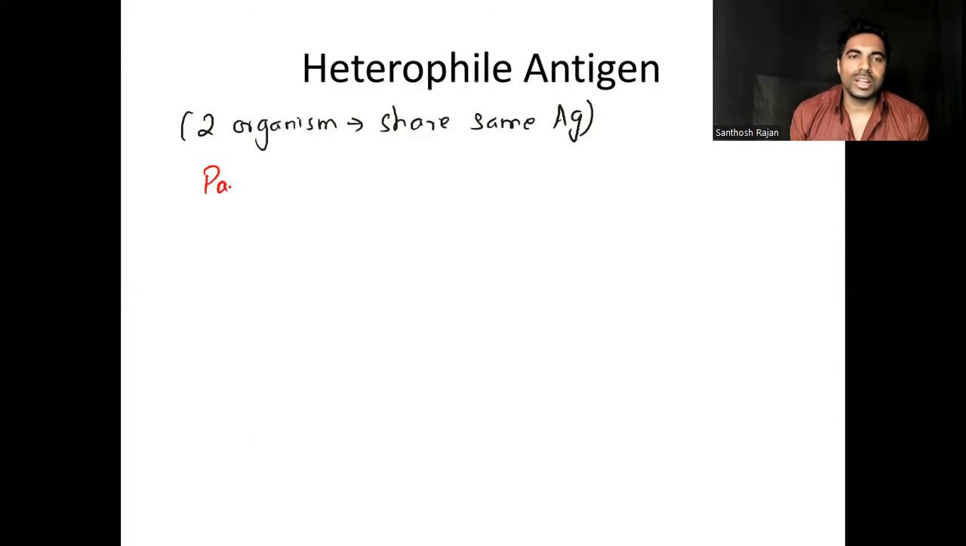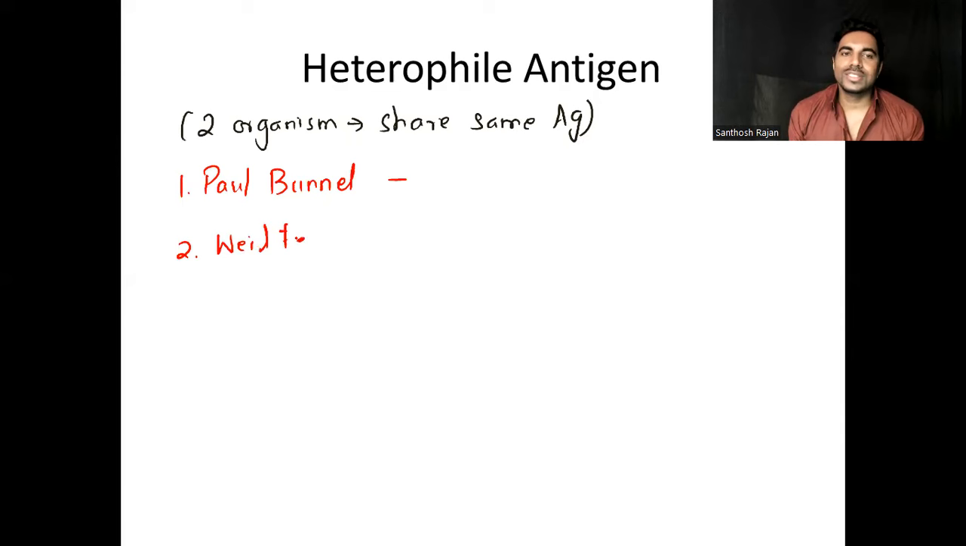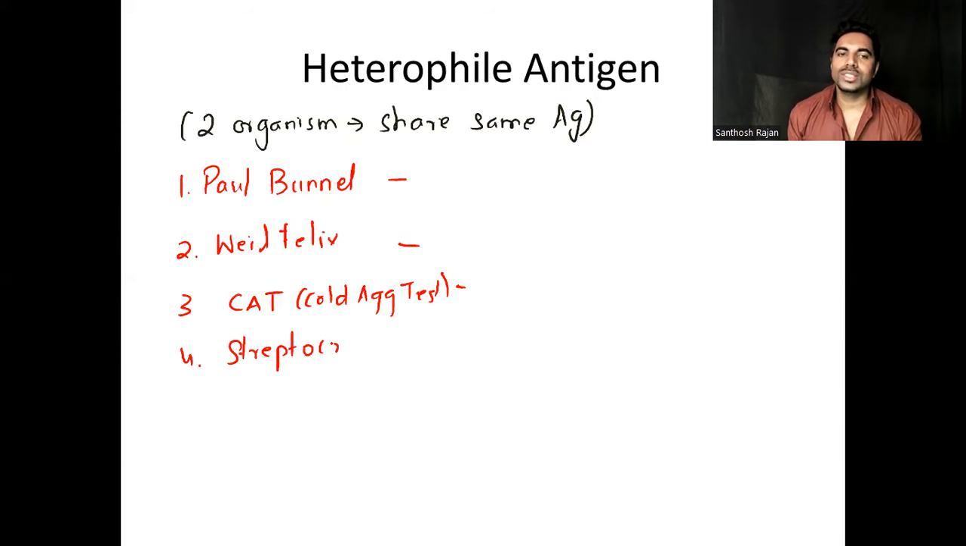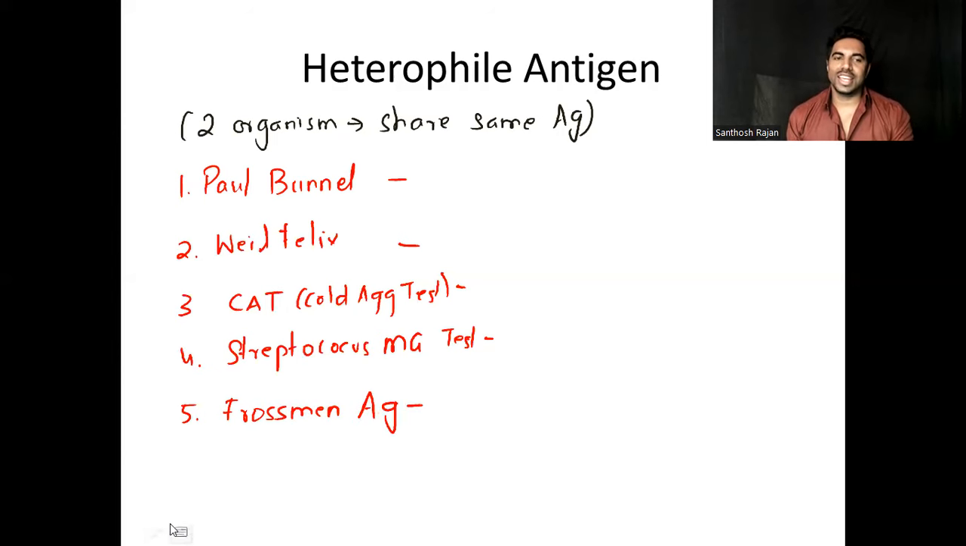So one is the favorite one, Paul Bunnell test. I'm going to write the test. By the time, I think you guys have to guess yourself before exam. Yeah, you can remember now only. And Weil-Felix. And then cold agglutination test. This is basically cold agglutination test. Okay, cold agglutination test. And Streptococcus MG test. And the last one is the Forssman. Forssman is not asked so many times, but you never know. These days, people are crazy. They can ask anything, right?